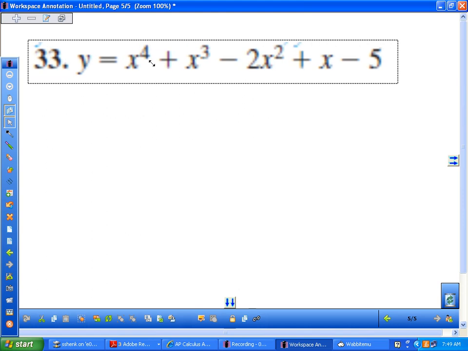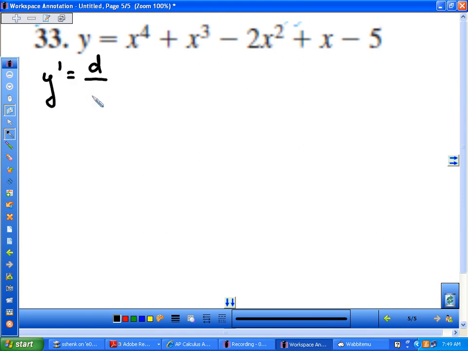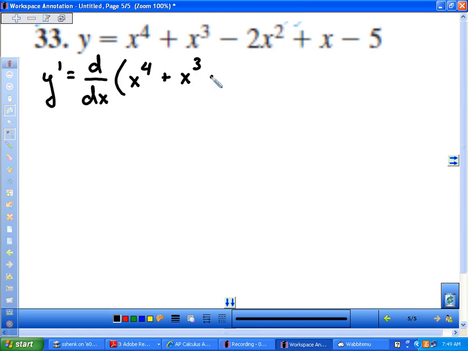And it's kind of nice because it's a straightforward polynomial function. We're going to be able to take the derivative of a polynomial until you get down to a constant to be at 0. So let's use the prime notation. So y prime would be equal to d dx of x to the 4th plus x to the 3rd minus 2x squared plus x minus 5. So y prime would be equal to, what's the derivative of x to the 4th?